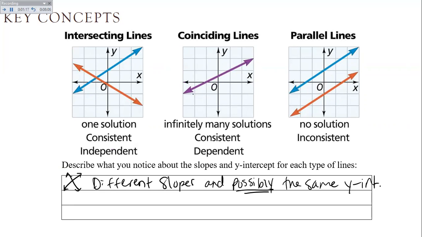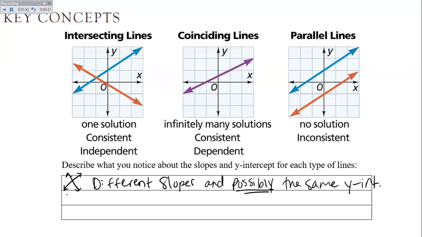If you have coinciding, notice here how one line was blue and one line was red. Coinciding means that they're actually simplified down to be the same line. Because when you overlap blue and red, what color do they make? Purple. Okay, that means you have infinitely many solutions. It's a consistent system and it's a dependent system.